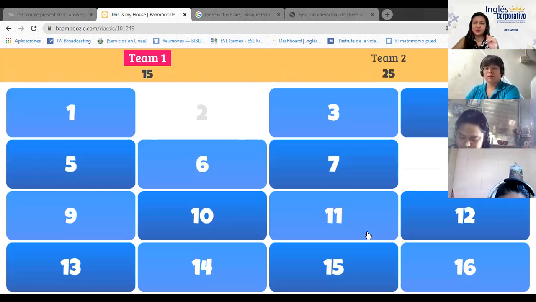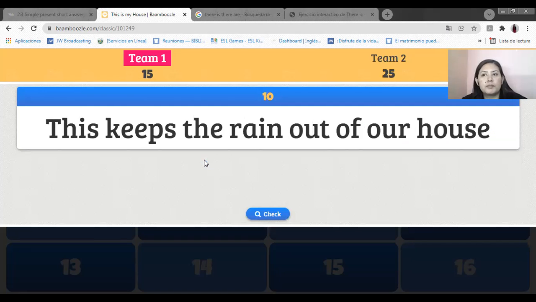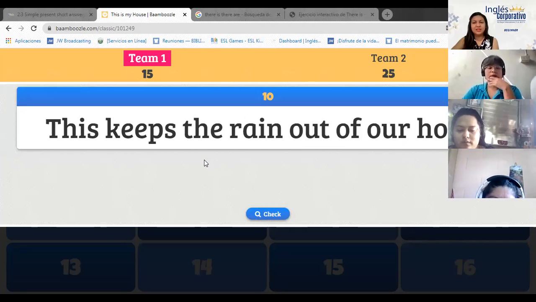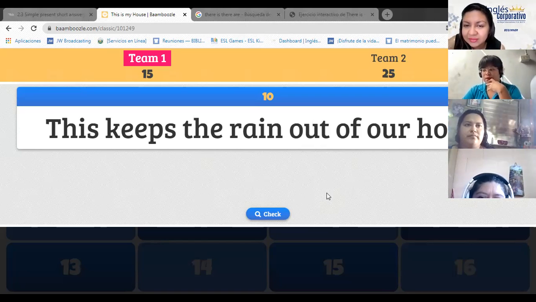Okay, Evelyn, you are next. Number one. Read, please, and say the answer. This keeps the rain out of your house. What do you say? Keeps. Can you repeat, please? What does keeps mean in Spanish? It means, well, mantener. In this case, it would be keeps the rain out, or protects your house from the rain. This keeps the rain out of your house.